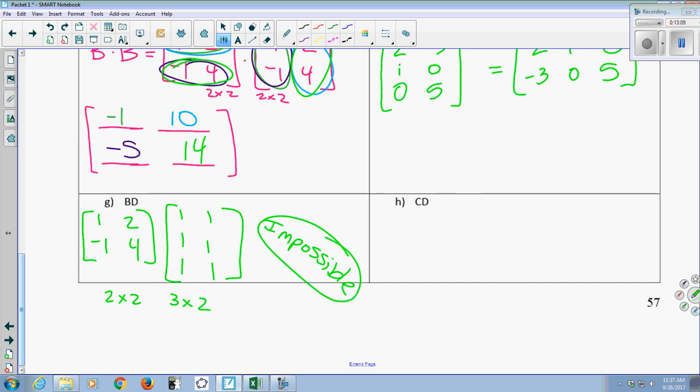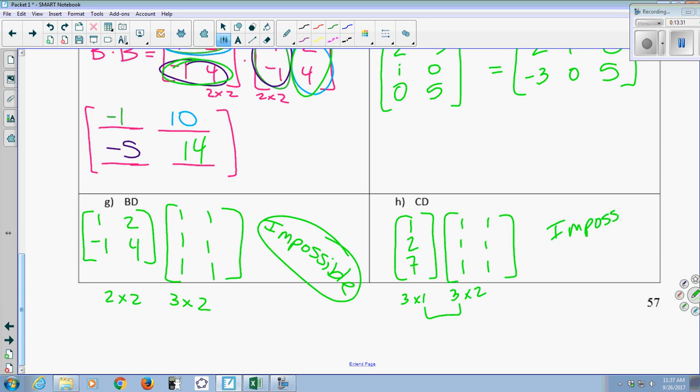C times D, that's 1, 2, 7, times D, which is 1, 1, 1, 1, 1, 1. Check the dimensions. This is 3 by 1. This is 3 by 2. Again, the inner dimensions don't match, so this is impossible. If I changed the order there, if I did D times C, still wouldn't match. So never mind. Yeah, if you did a transpose and changed the order, you could multiply them.